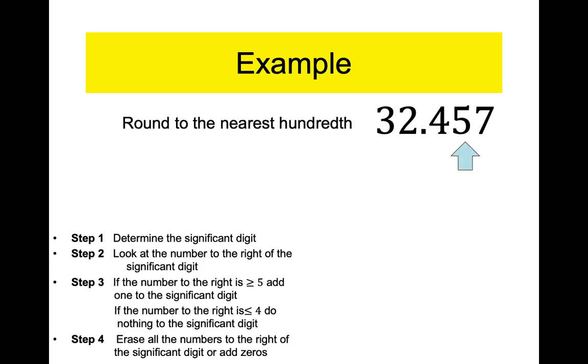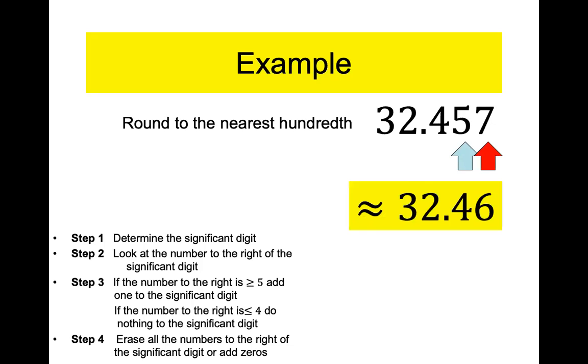The 5 is in the hundredths place. So therefore, we look to the right, we're always looking to the right. Hey, is this number 5 or more? Yes or no? It is. So therefore, the 5 goes up by 1, becomes a 6. I erase the 7. Why? Because it's not a significant digit.